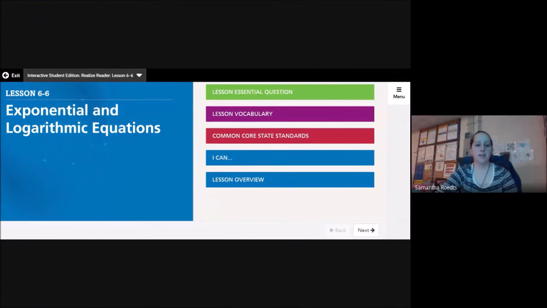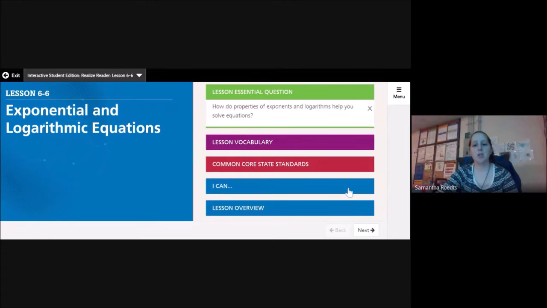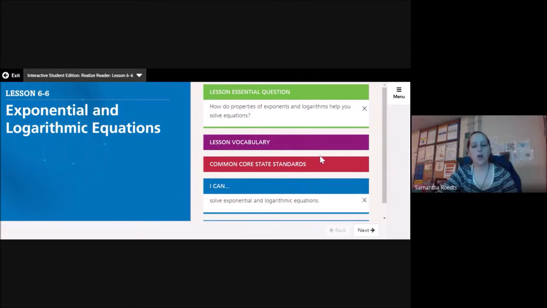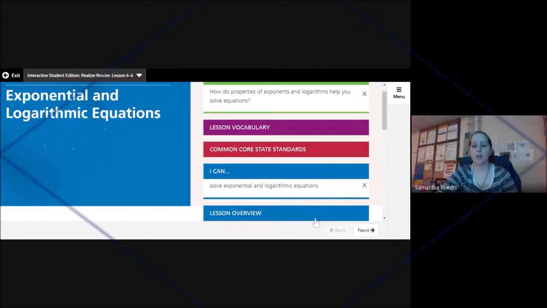All right, Unit 6, Lesson 6, Exponential and Logarithmic Functions. So our lesson essential question is, how do properties of exponents and logarithms help you solve equations? At the end of this lesson, you'll be able to solve exponential and logarithmic equations.